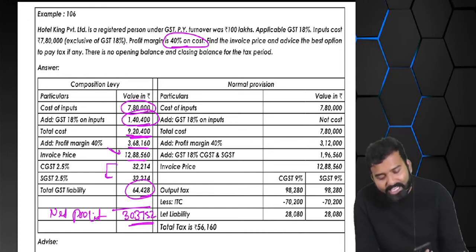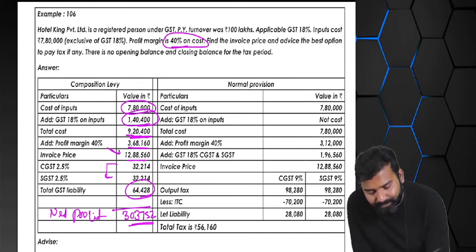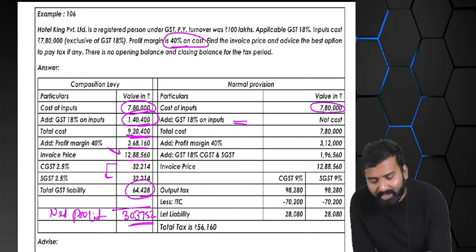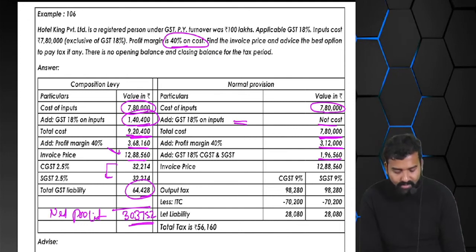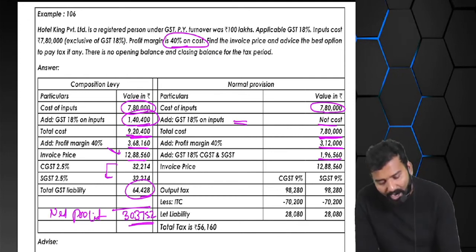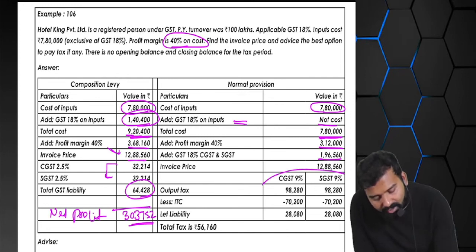If he is a regular taxpayer, his input cost will be 780. He will avail ITC, so it will not be included in the cost. His total cost is 780. He will be charging a 40% margin. So his margin is 3,12,000, and his sales is 780 plus 312, which is 1092. 18% of 1092 is 1,96,560, out of which he will pay through credit and the remaining in cash.